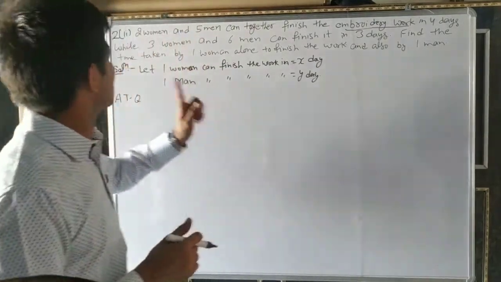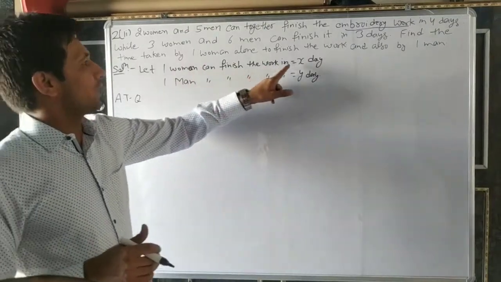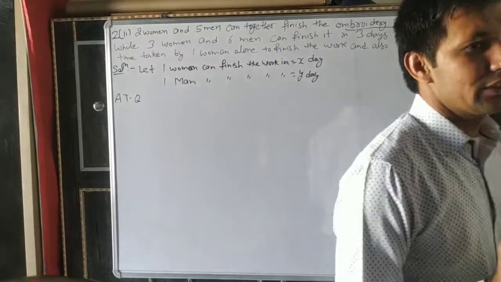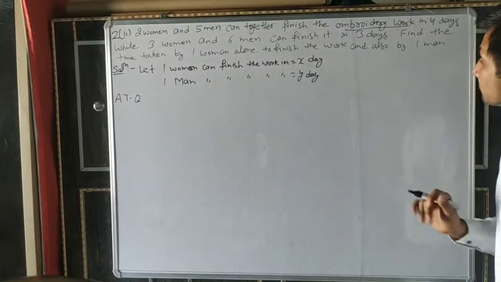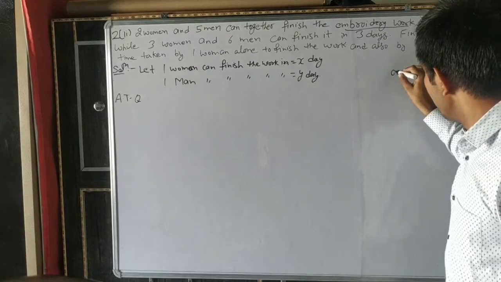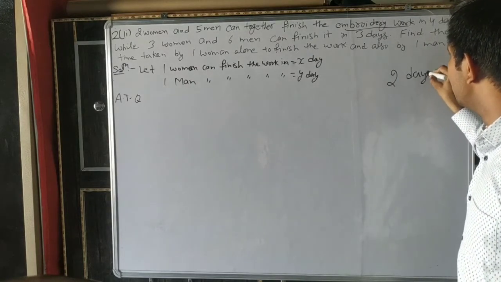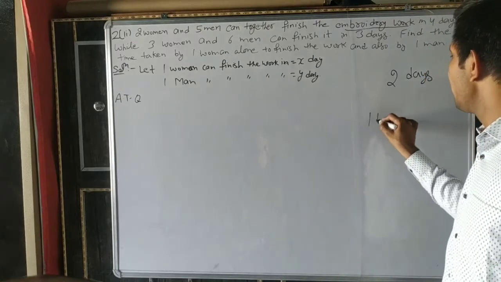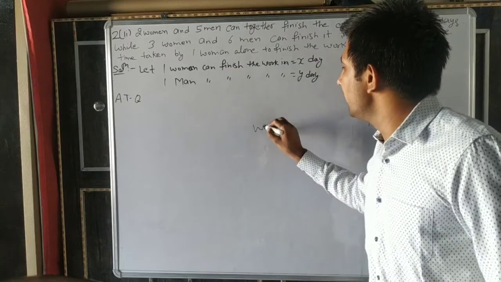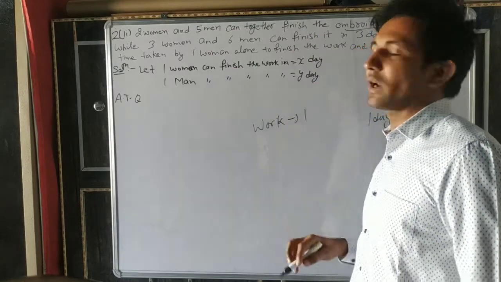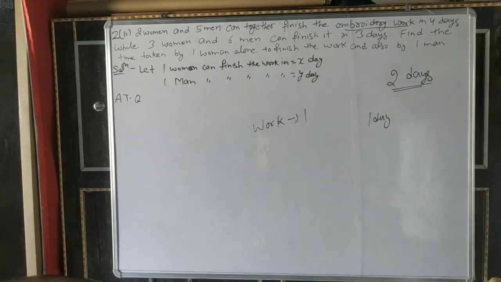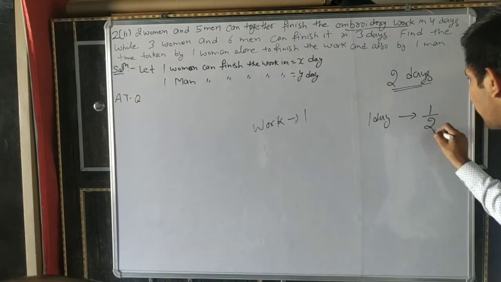So what will we do? First, let one woman finish the work in X days and one man finish the work in Y days. So first, dear, it is very important. Look here. Tell me, if you can finish a work in 2 days, in how many days? In 2 days. So tell me, in only 1 day, how much work can you finish? Always work means one work, okay? One work. Always we will take work as one. So tell me, you can finish a work in 2 days. In 1 day, how much work will you finish? Half work, or not? 1/2 work.